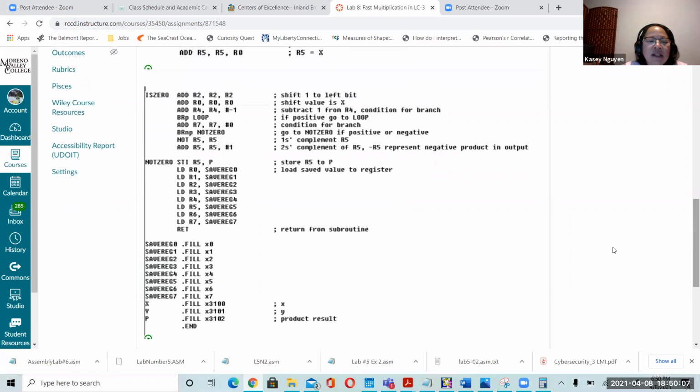Then your X, Y, and P, this is the permanent address where you can set the value for X and Y. So hex 3100 and hex 3101 is where your Y is. And then your product is the output of the multiplication. And that is the end of your program.